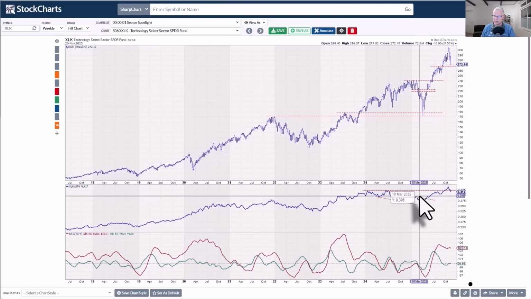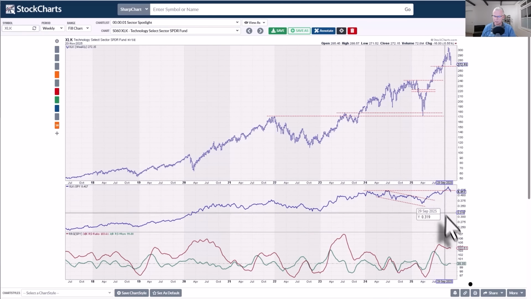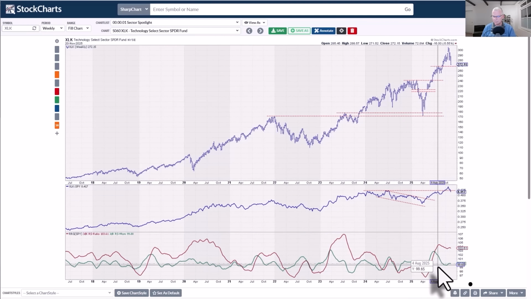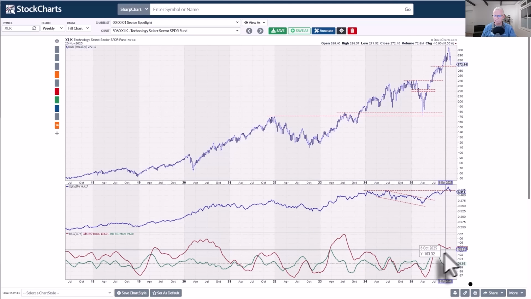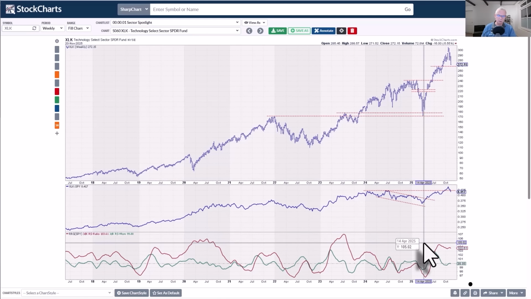And if you look at the relative strength line, it's dropping back below its former resistance level. And the RRG line, so the green RS momentum line, is struggling with that 100 level. It seems to be rolling over, and that is already taking its effect on the red RS ratio line. So technology is now a neutral at best, not a strong outperformer anymore.